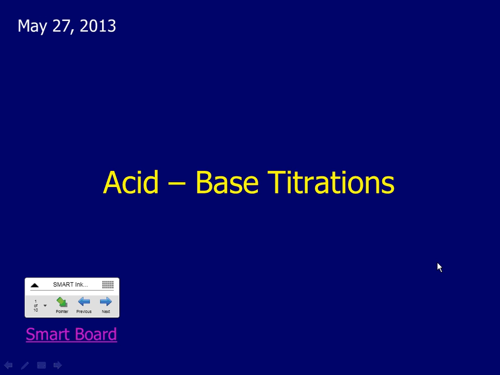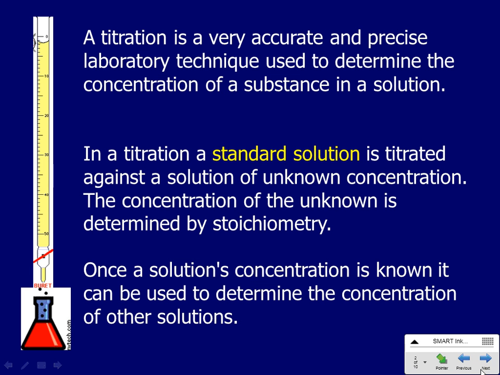So today's lesson is on the technique of the titration itself, how we use it and why it is so powerful. Okay, so acid-base titrations, and this again is just a little discussion about what it is. A titration is a very accurate and precise laboratory technique to determine the concentration of a substance in a solution. So it's an analytical technique to find an unknown concentration. In a titration, a standard solution is titrated against a solution of unknown concentration. The concentration of the unknown is then determined by stoichiometry.